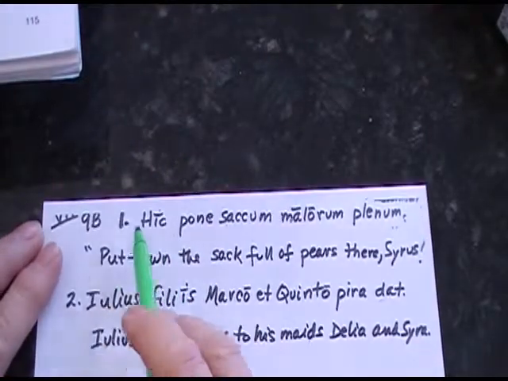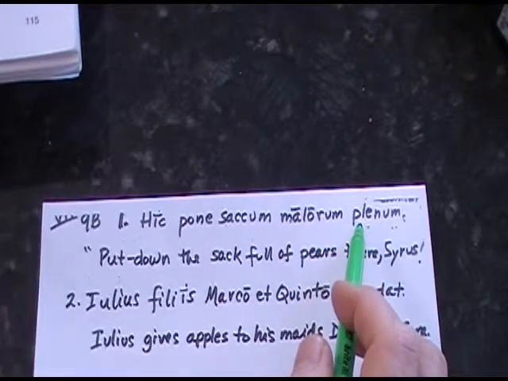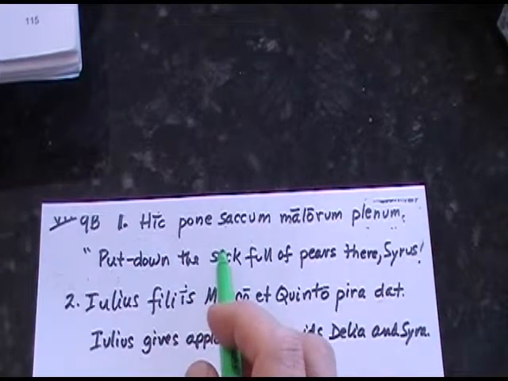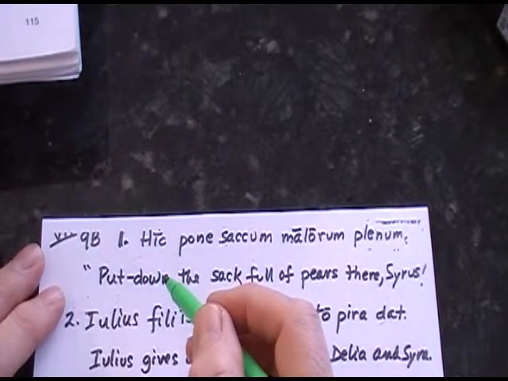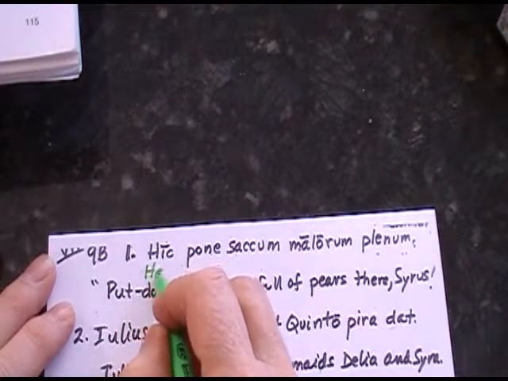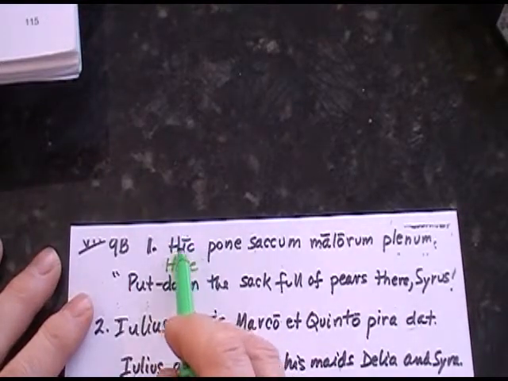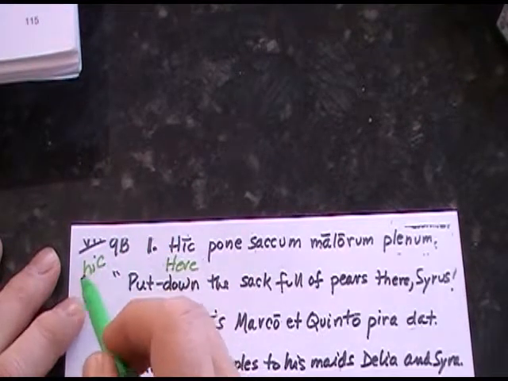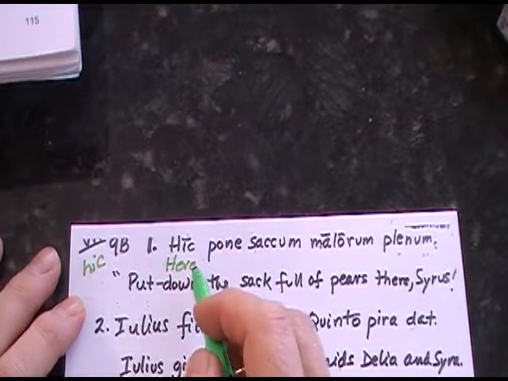Okay, so what we have here, number 1. Hic pone sacum malorum plenum. Oh, and it says Leander. All right. What do we have here? Hic. This word is here. Just be sure you remember when it has the macron, it is very different from hic. Hic, the meaning is this. Hic with a macron means here.